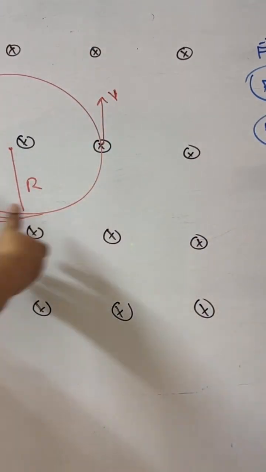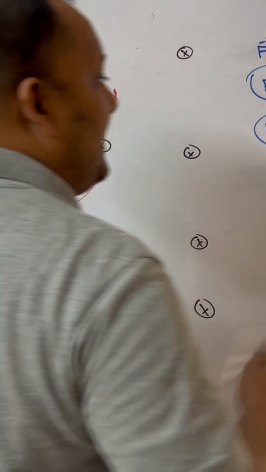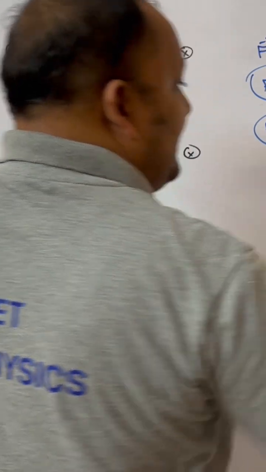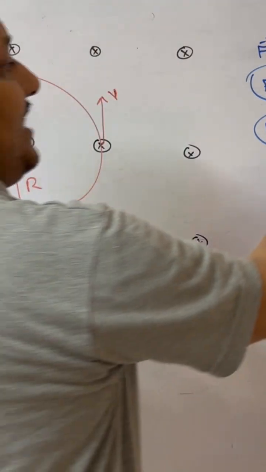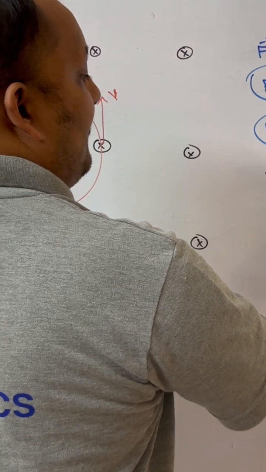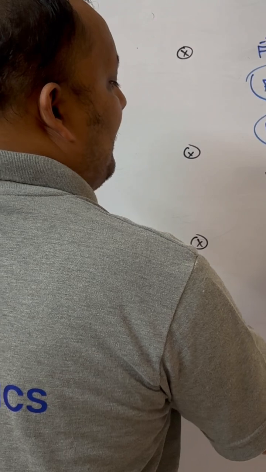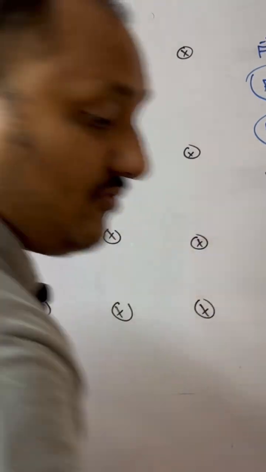Now, whenever an object is moving in a circular path, the force required to move the object in a circular path is the centripetal force. Therefore, this equation should be equal to the centripetal force. Again, what is the centripetal force equation? In the laws of motion lesson we discussed mv square by r equal to qvb. Otherwise, m r omega square.